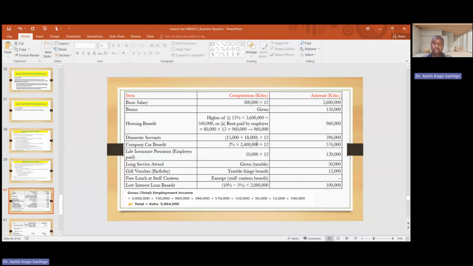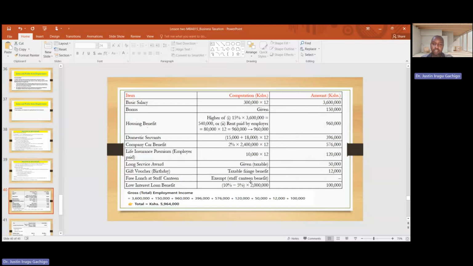Domestic servant, you add the two and you get that. We say it's the higher of what has been paid or the market rate. So this is what has been paid. That's what we have actually been given. Then the car benefit is 2% times 2.4 million times 12. You get that. The insurance premium paid by the employer, remember, is a benefit, 120,000. Long service award, again, is a benefit, 50,000. Gift voucher for the birthday is a taxable fringe benefit, 12,000.